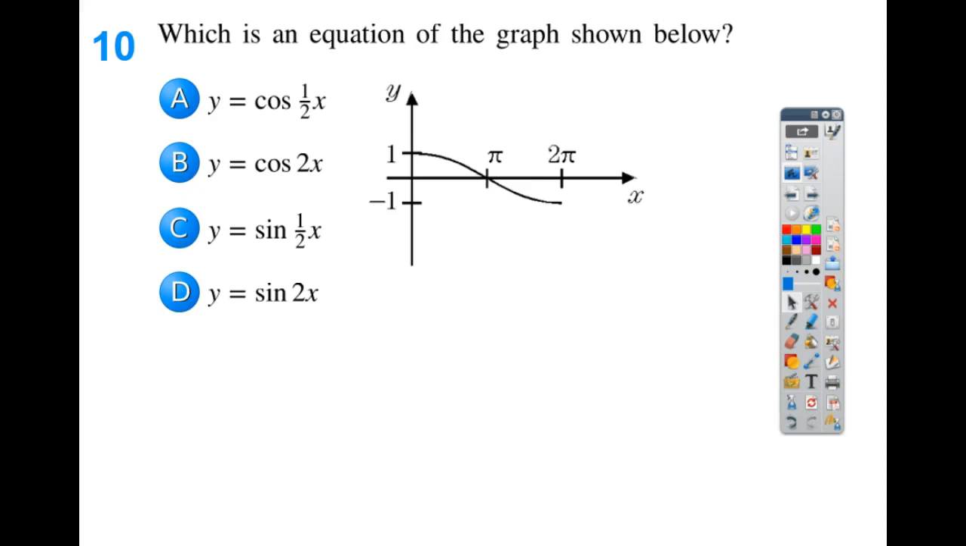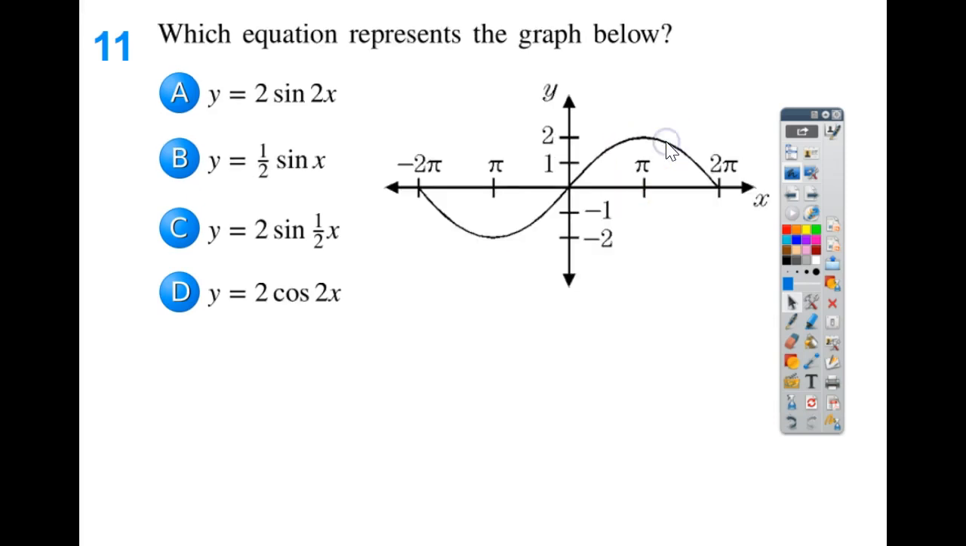Okay. So listen, on this graph, how much of a period are you seeing? It's not 1, because if it was 1, it would have to end up at 1 over here.